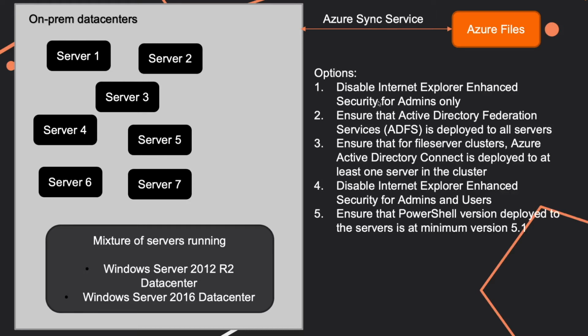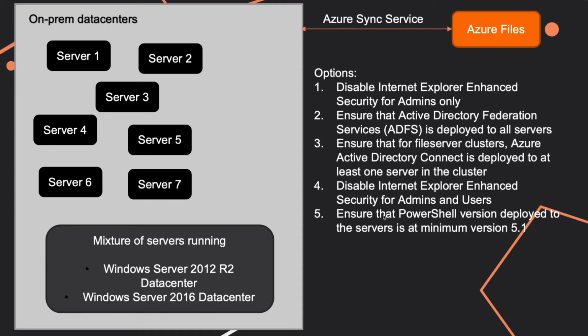And the options given are these ones. The first one is you disable Internet Explorer Enhanced Security for admins only. You ensure that Active Directory Federation Services, ADFS, is deployed to all servers. The third one is ensure that for file server clusters, Azure Active Directory Connect is deployed to at least one server in the cluster. Or you disable Internet Explorer Enhanced Security for admins and users this time, so not only for admins, but for both.